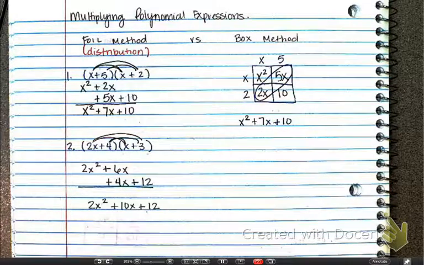Because it's just distribution, which it is. Does anyone remember what FOIL stands for? You may not have written it down. I don't think you told us. I didn't tell this class? So first, outside, inside, last is technically what it stands for.